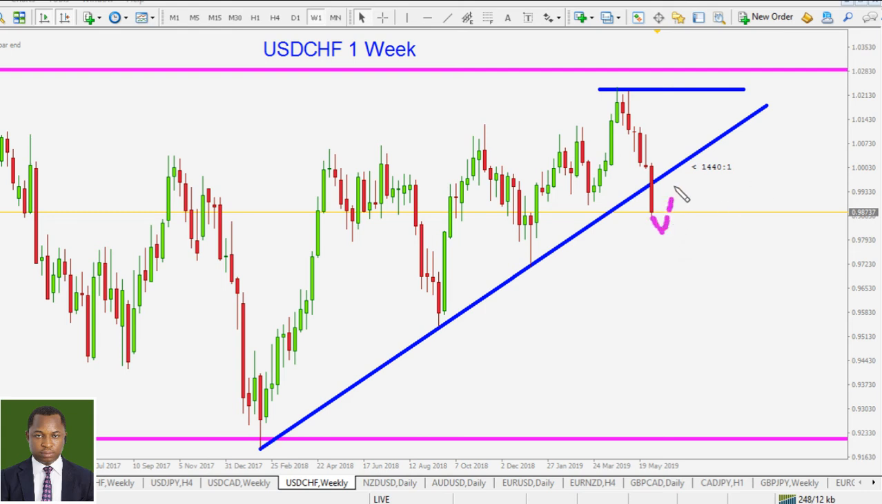We need to see a pullback to retest the trend line for a reversal move. This is going to be a very nice trading opportunity that is coming up. We hope we are going to see the pullback for us to get our entries right.